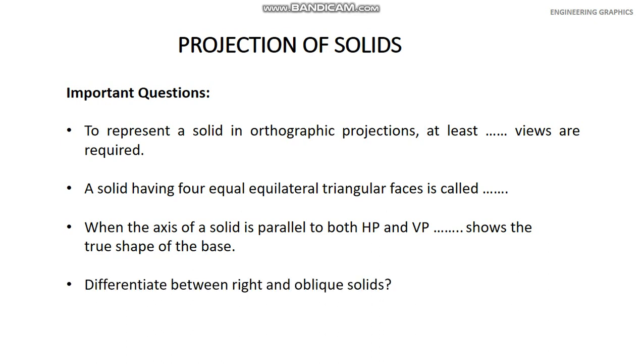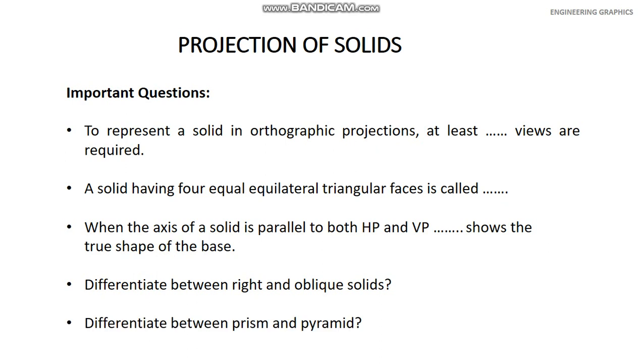Differentiate between right and oblique solids. Right solids are those solids in which the axis of the solid is perpendicular to the base. But when the axis of the solid is not perpendicular to the base, then these type of solids are called oblique solids.